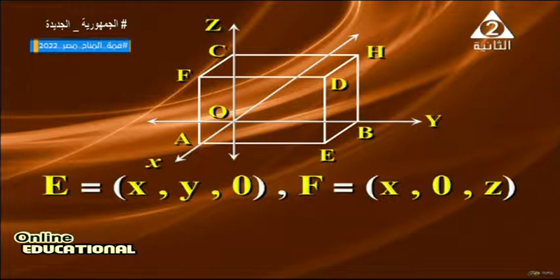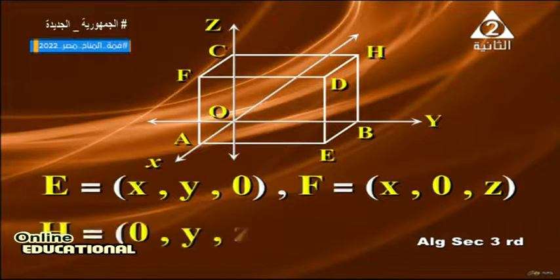Point E in the xy plane has coordinate (x, y, 0). Point F in the xz plane, y equals 0, therefore its coordinate is (x, 0, z). Point H in the yz plane has coordinate (0, y, z). Then we deduce that if a point belongs to the yz plane, its coordinate is (0, y, z), and if it lies on the xy plane, its coordinate is (x, y, 0), and so on.